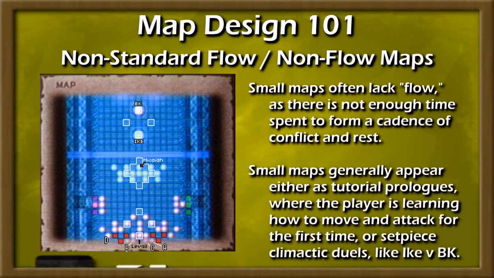Often, small maps can't really be said to have a flow, as they usually amount to just a single moment of conflict. More momentous conflicts, such as Ike vs. the Black Knight, can be stretched out across multiple turns via stat math to emulate a type of flow, but unless there are other things going on, such as in Radiant Dawn or the older brother duels in Fates, it's hard to really say that a dueling map has flow.